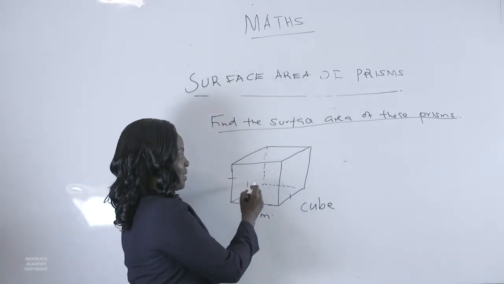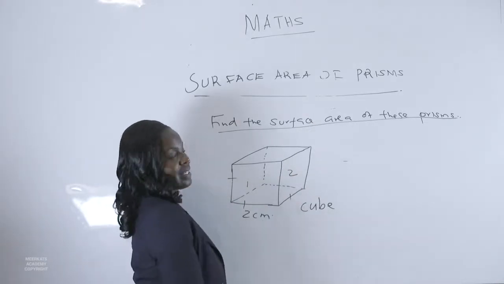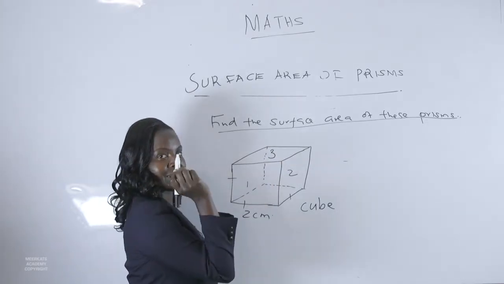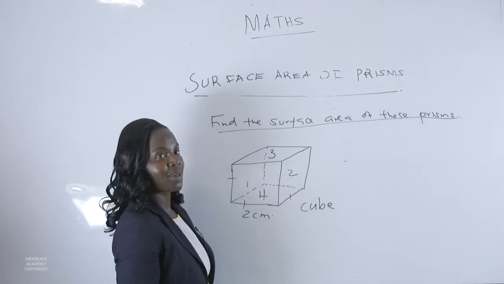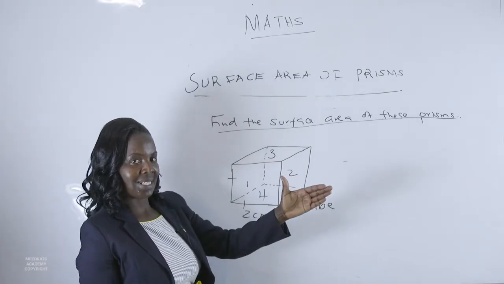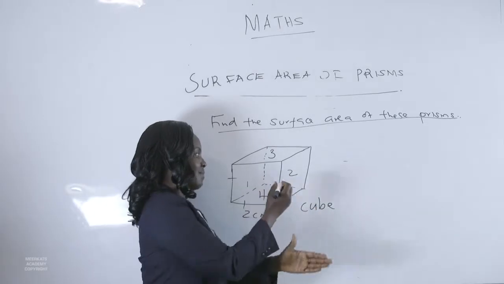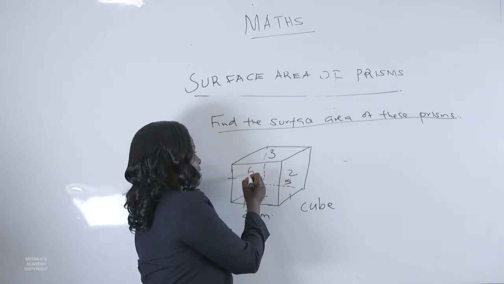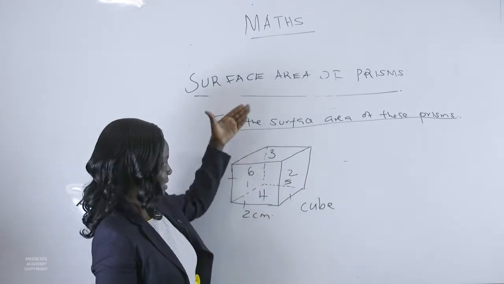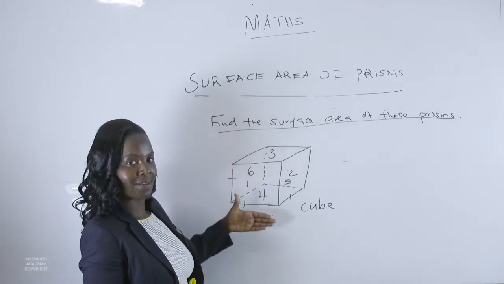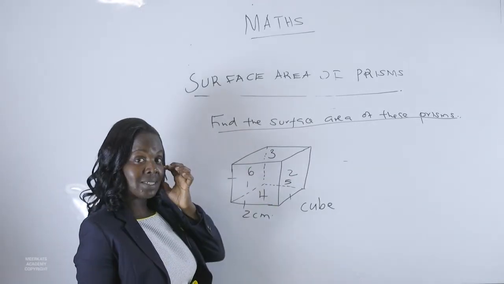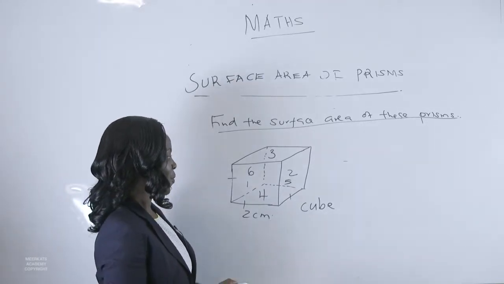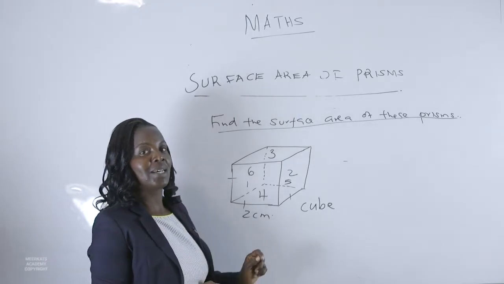So let's look at the number of faces that we have. We have the first one, this one. We have the other end, 2. We have the top, 3. The bottom, that becomes 4. We have this other side, this other face, that becomes 5. And we have the last face that we are not able to see. So a cube has how many faces? 6. And we are told all the faces are equal. So we calculate the area of one face, and multiply by 6.